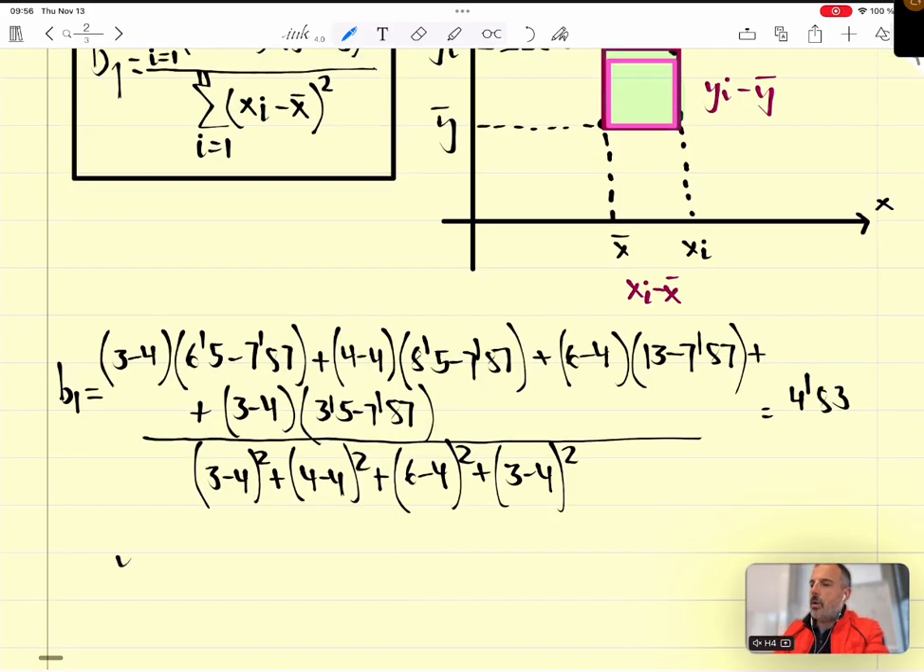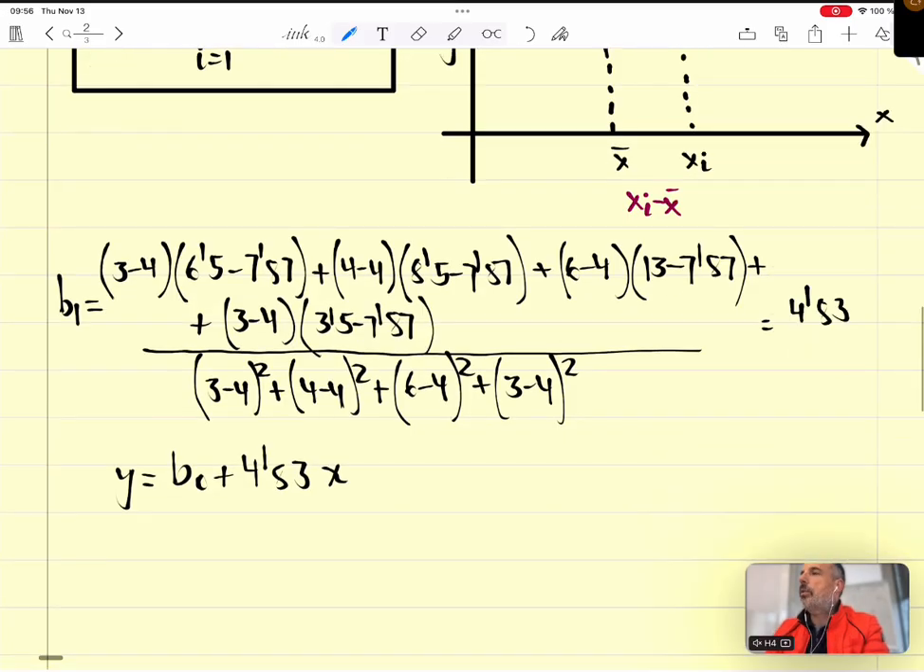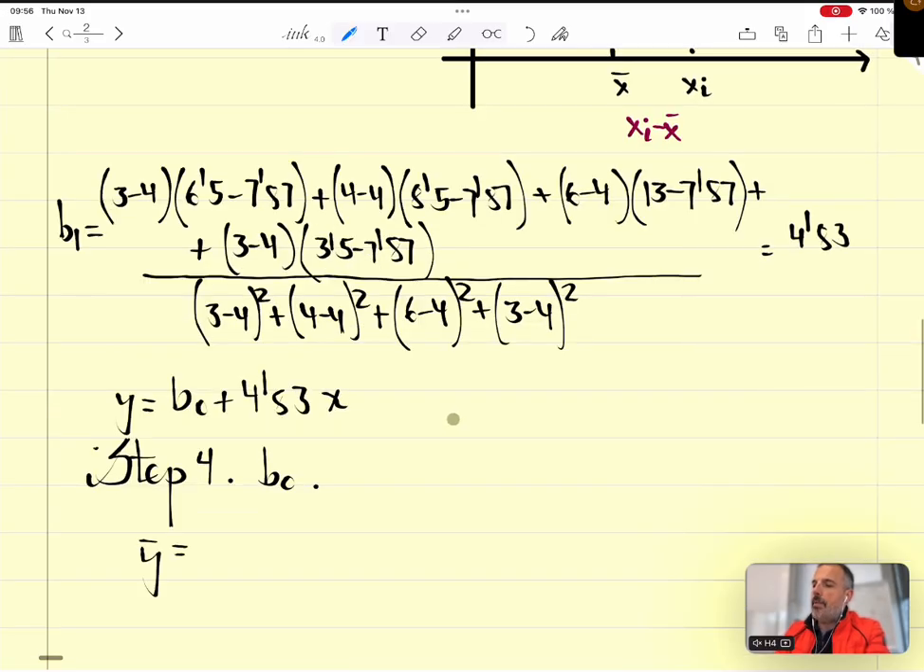Okay, so our equation so far is B0 plus 4.83x. Okay, so now we need to know B0, but B0 is easy. Step 4, let's calculate B0, because the line goes through the y mean value equals B0 plus 4.83 times the x mean value. You have questions? No?